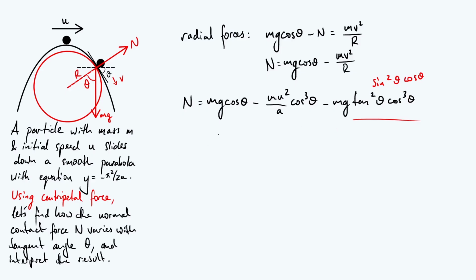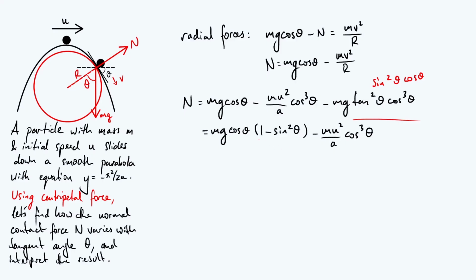And then we can combine the first term and the last term by factorizing. So we can do mg cos theta. The first term is going to contribute a 1, and the final term is going to contribute a minus sine squared theta. And then we've still got the middle term, which is now the last term, so minus mu squared over a cos cubed theta.